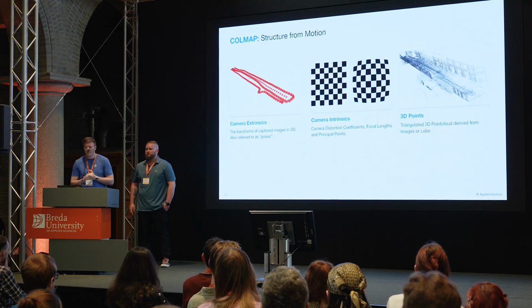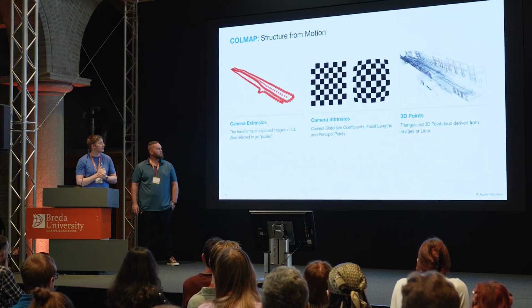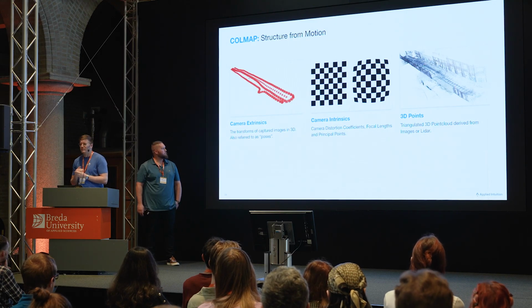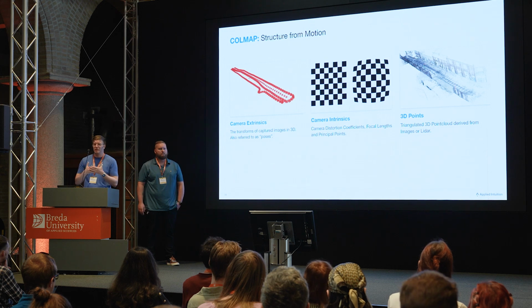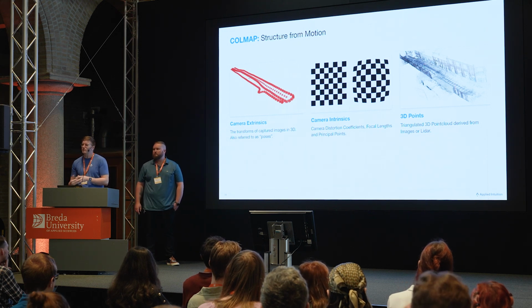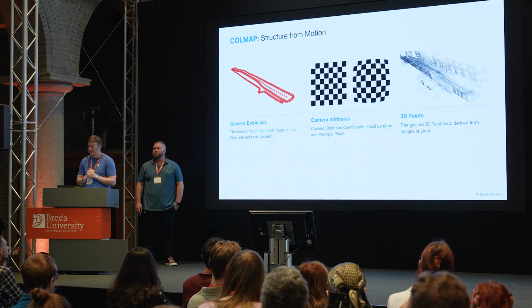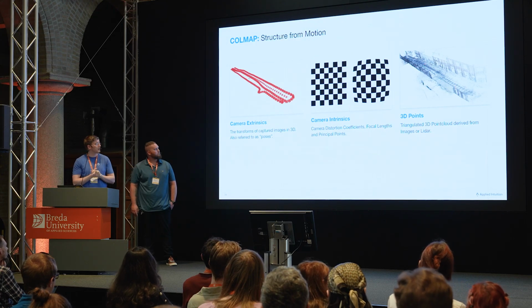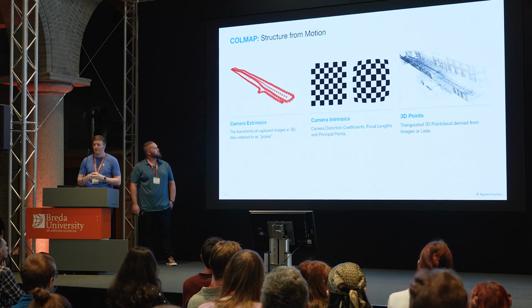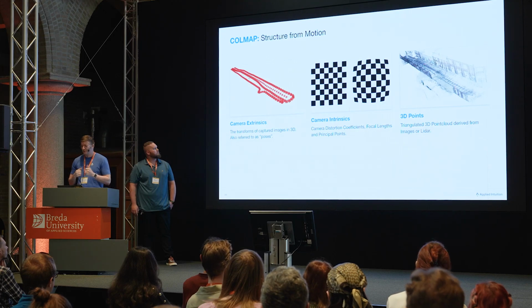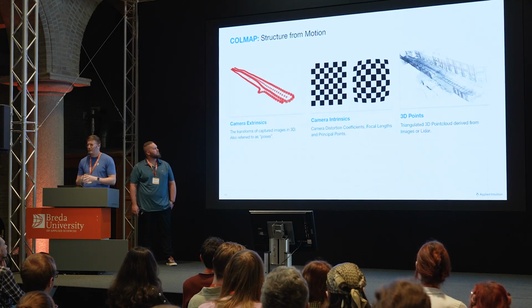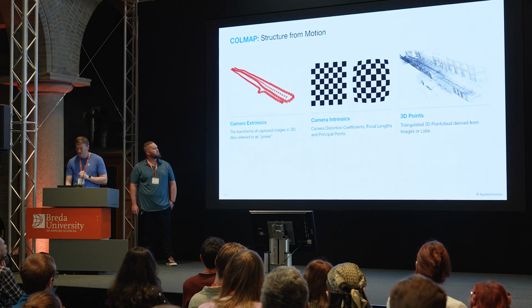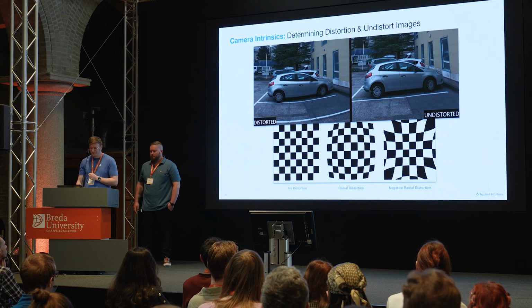Intrinsics describe the camera distortion coefficients, focal lengths and principal points, essentially describing what distortion is present in the image that we've captured, because we essentially need to remove that, as I mentioned before. And then the last input is the 3D points, which is a triangulated 3D point cloud, either derived from the structure from motion process or from a 3D point cloud, for example LiDAR, or another source. Those are the initialization for the training itself.